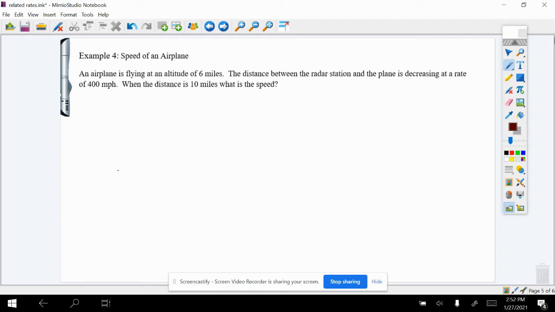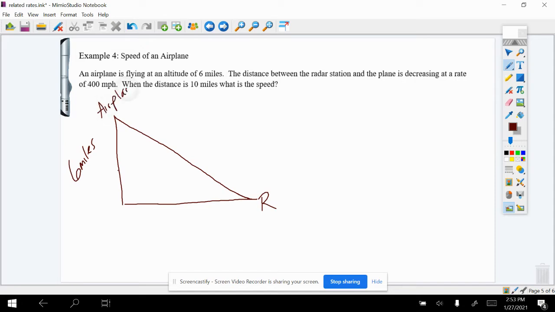So I have an airplane that's flying at a constant altitude of 6 miles. So I'm just going to put 6 miles here. As it's flying overhead, there is a radar station. I'm not even going to try to draw it. We'll just put R for radar station. And here's my airplane. Again, I'm not even going to try to draw an airplane. Believe me, I've done it in the past and it's not pretty. So I have an airplane flying at a consistent altitude of 6 miles.